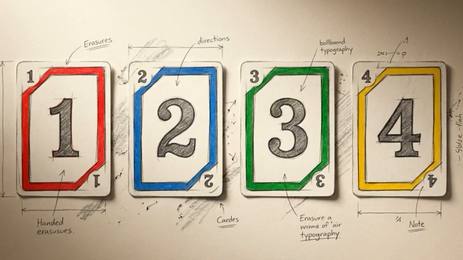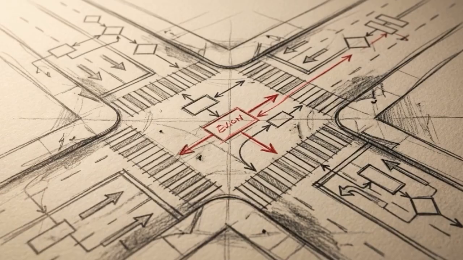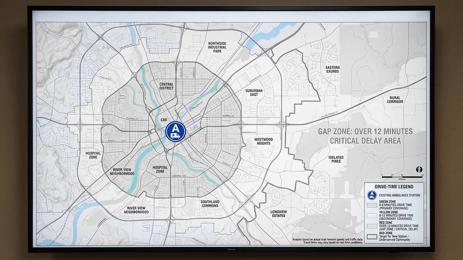Step 1 is recognizing that where to place a station is actually 4 separate sequential sub-questions. We have to start by finding out exactly where the current system is failing. This map illustrates our first sub-question. Where are the response time gaps exceeding 12 minutes?